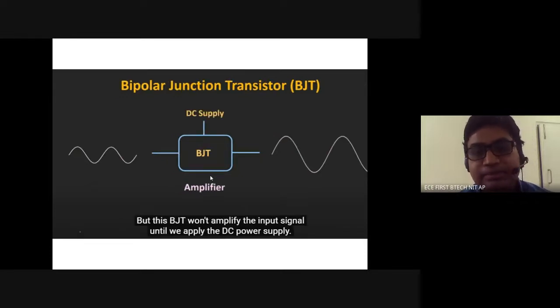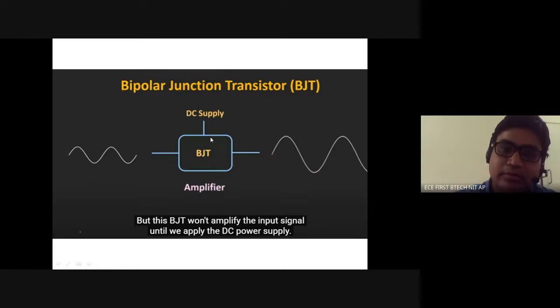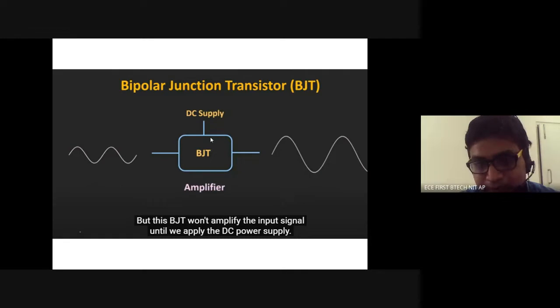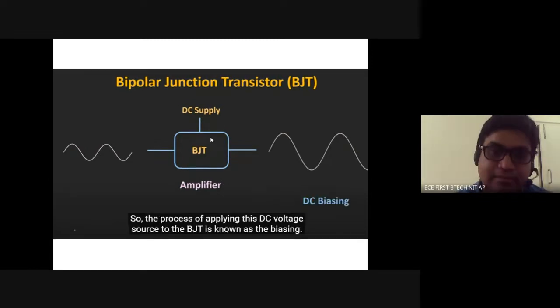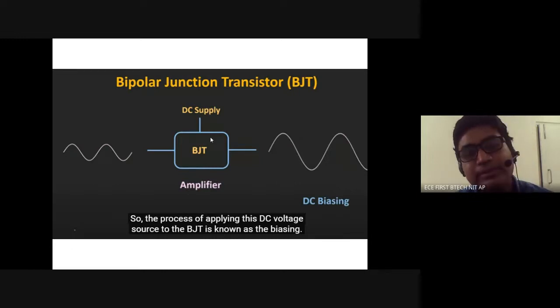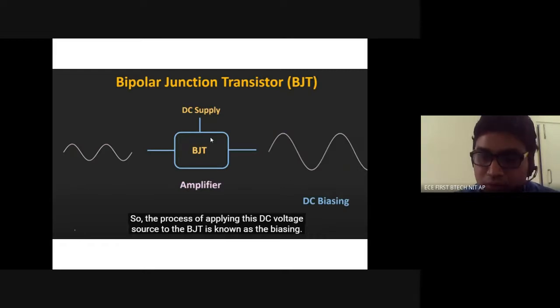But the BJT won't amplify the input signal like this unless we apply a DC power supply. Only when we apply the DC power supply does the BJT have the ability to amplify the input signal. Because the energy supplied by this DC supply is used to amplify the input signal, the process of applying a DC voltage source to the BJT is known as biasing. So this one we need to understand well.